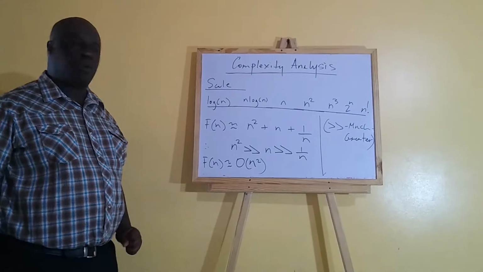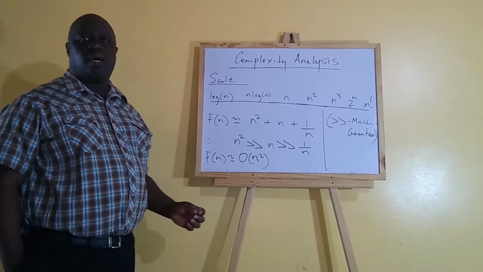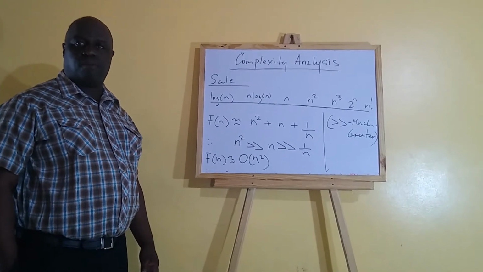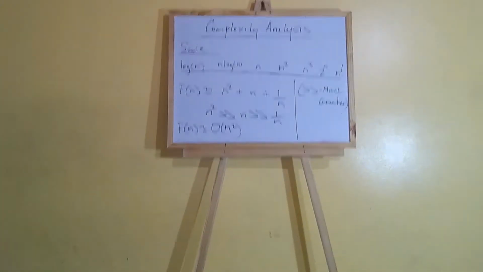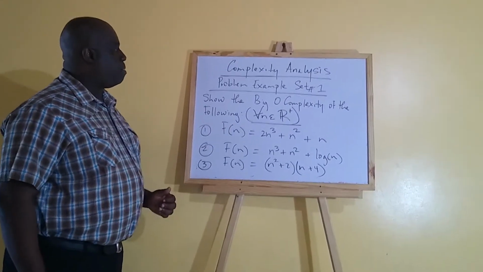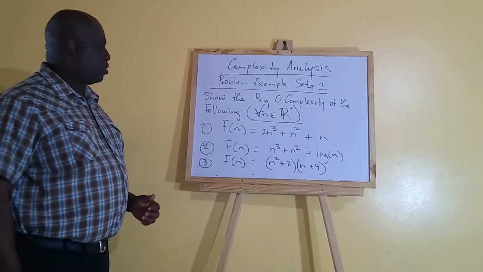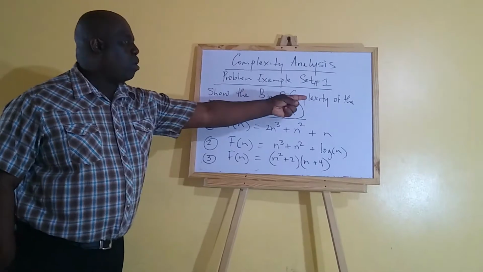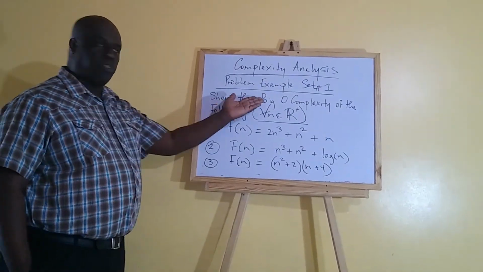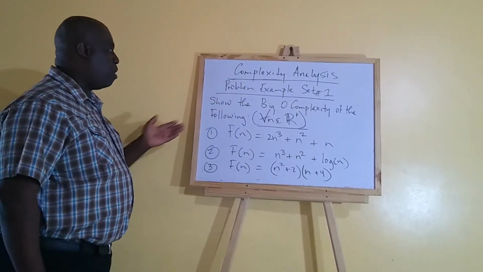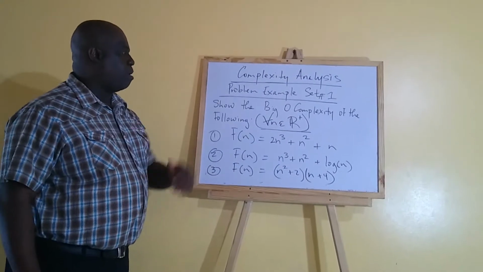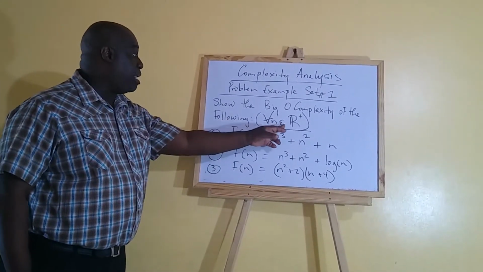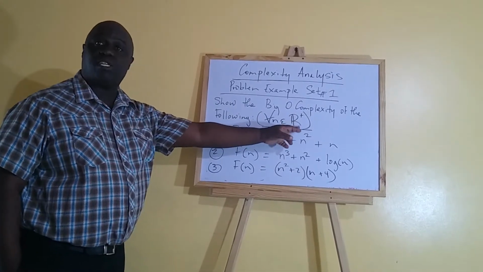So let's look at some more concrete examples as a part of doing the first problem in your assignment set for Module 1. Alright, so here's our first problem example set that we want to work through. So the exercise says, show the big O complexity of the following. It's also called big O complexity, or the big O order of complexity, of the following. For all values of n belonging to the set of positive real numbers.